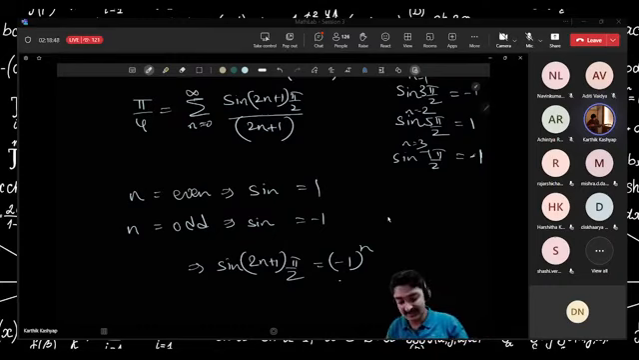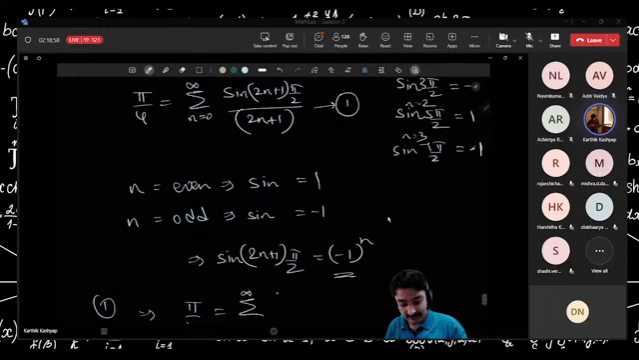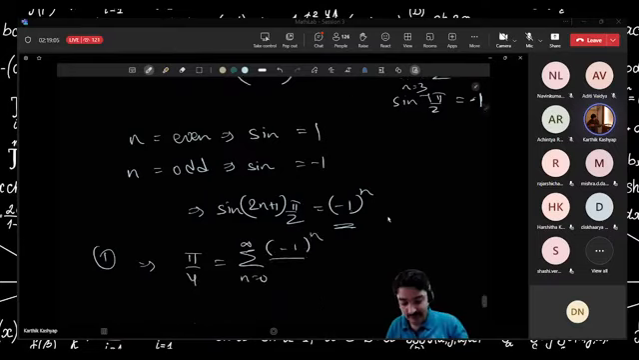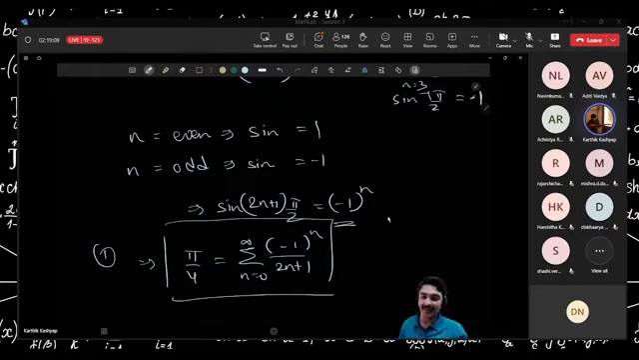So we can just replace this in our equation 1. So pi by 4 is equal to the summation n is equal to 0 to infinity, and then the sine value is replaced by (-1) power n, so (-1) power n divided by 2n plus 1. So this is the summation that they have asked for. So we have obtained that the value they need is pi by 4. So this is how we solve Fourier series questions.